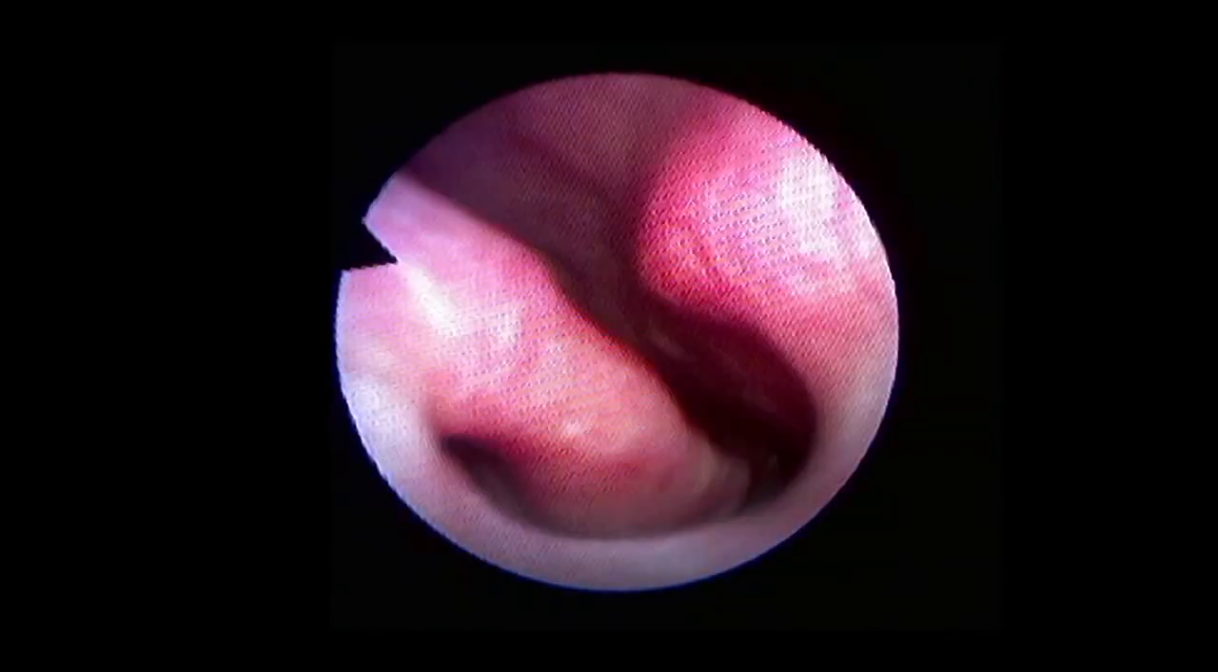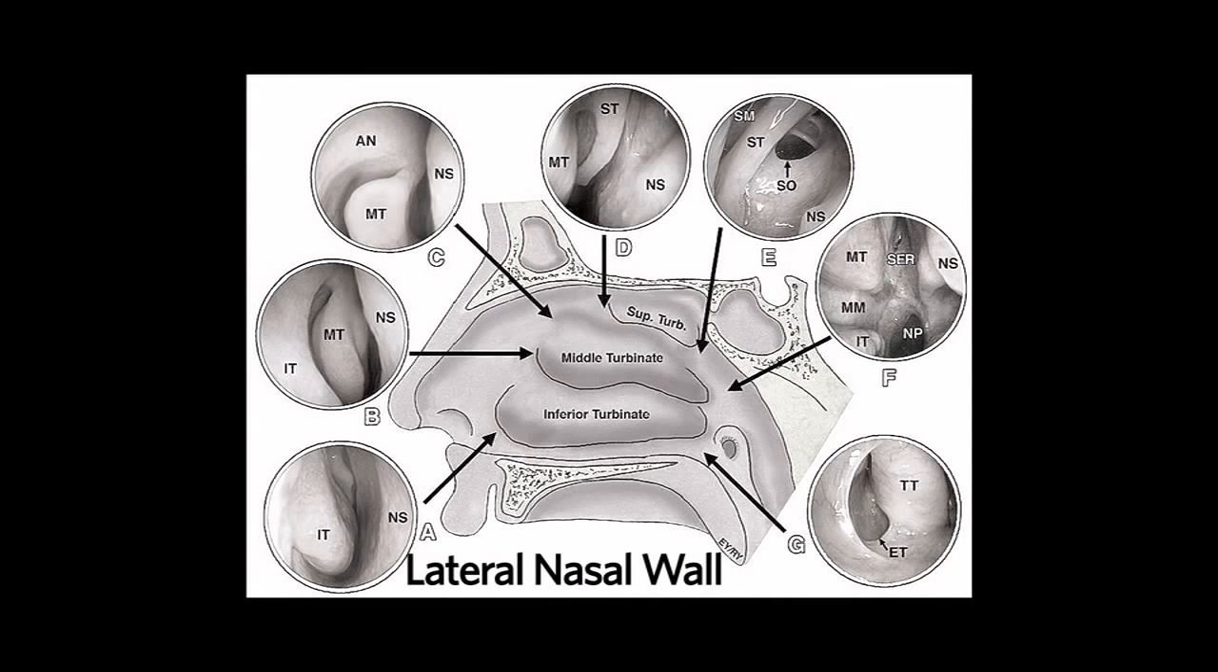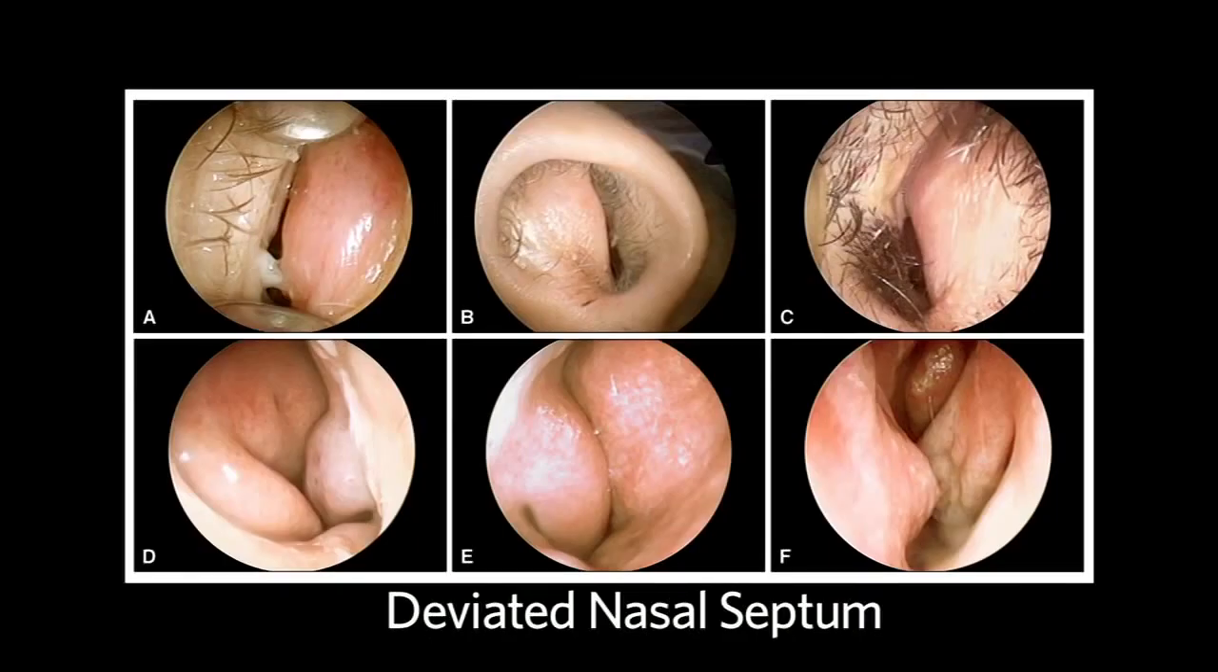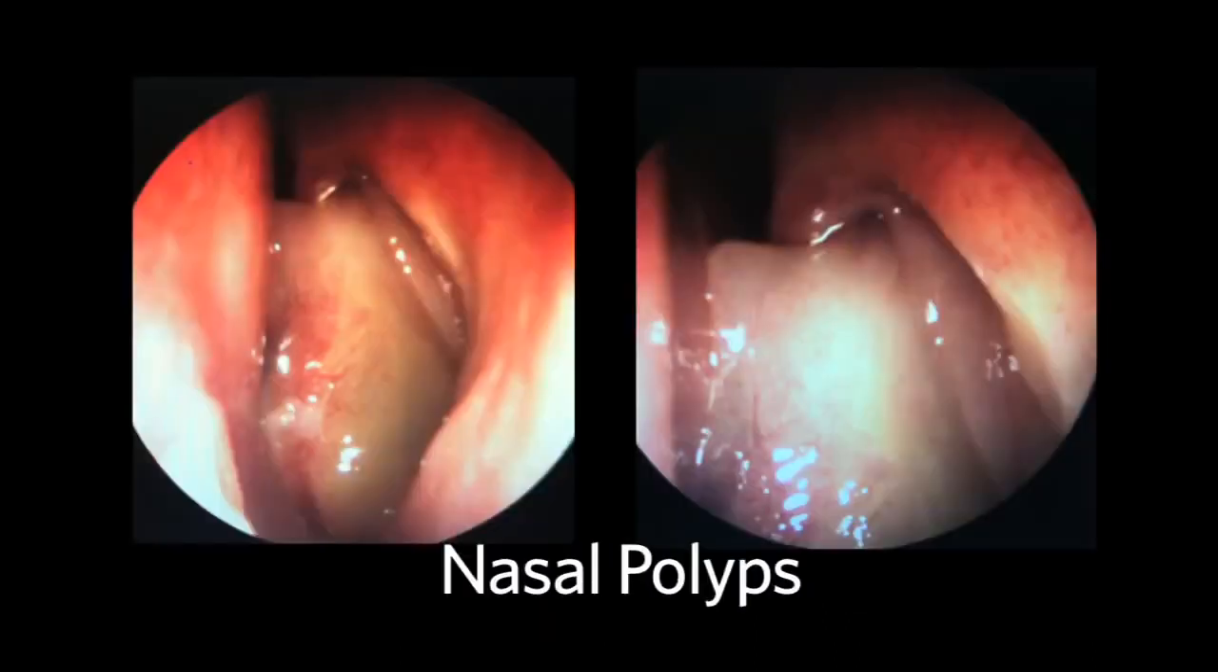As the flexible scope enters the right nasal cavity, one notices the nasal septum on the medial side and the inferior turbinate on the lateral side. And the middle turbinate on the lateral side. The lateral nasal wall is composed of the inferior, middle, and superior turbinates. In doing the endoscopy, it gives us the opportunity to identify internal nasal pathology, such as a deviated nasal septum, purulent nasal discharge, or nasal polyps.